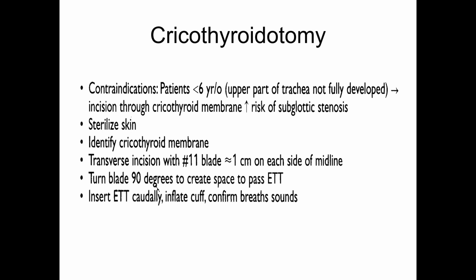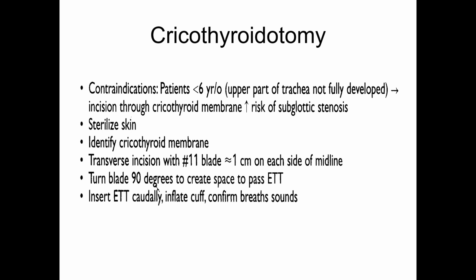When everything has failed and we have an emergency and we want to do emergency airway management, all the instruments failed, laryngoscope endotracheal intubation failed, so our last choice is cricothyrotomy. Cricothyrotomy is an emergency procedure for opening the airway for a patient. It's better not to be used for patients below 6 years because the upper part of the trachea is not fully developed, and incision through the cricothyroid membrane could increase the risk of stenosis in the future.